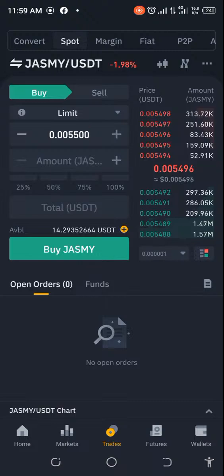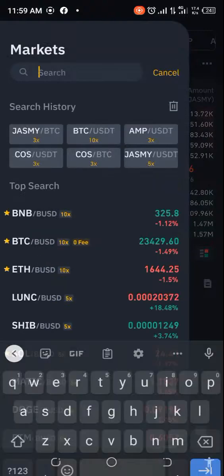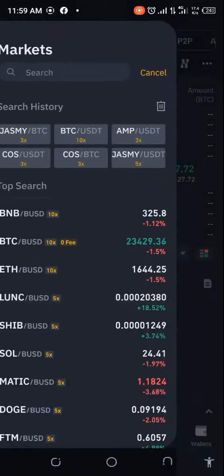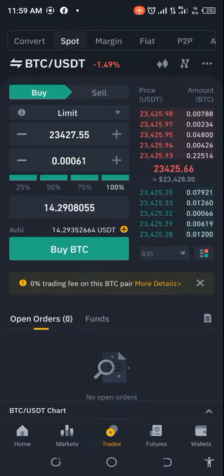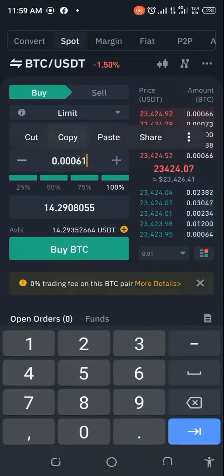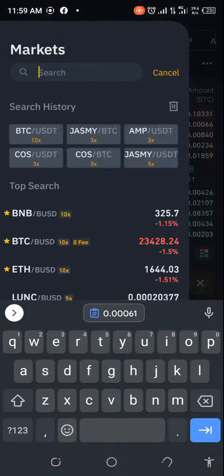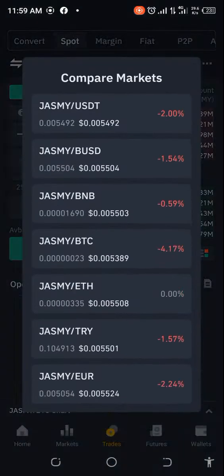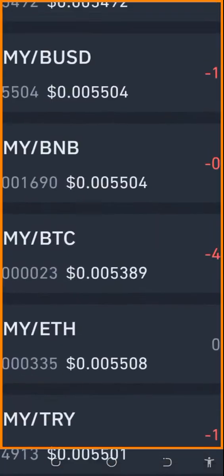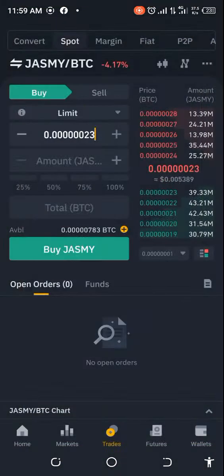So first of all, I'll have to buy BTC. It's important that we simulate first, because that's going to help us know what we're doing. Let's do 100%, and we have 0.0061. I'm going to copy that and go back to Jasmine BTC. Let's check again before we go ahead, just to be sure that everything is still intact. Nothing has changed.